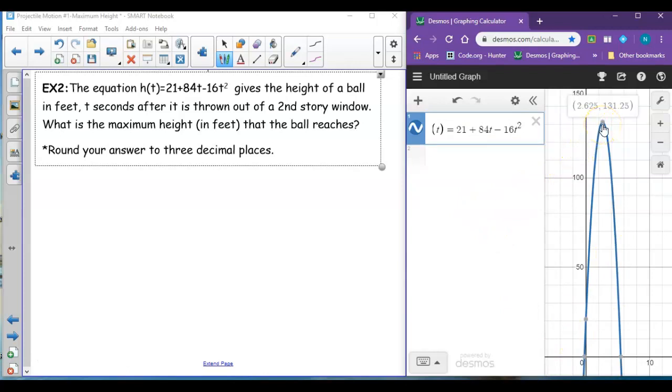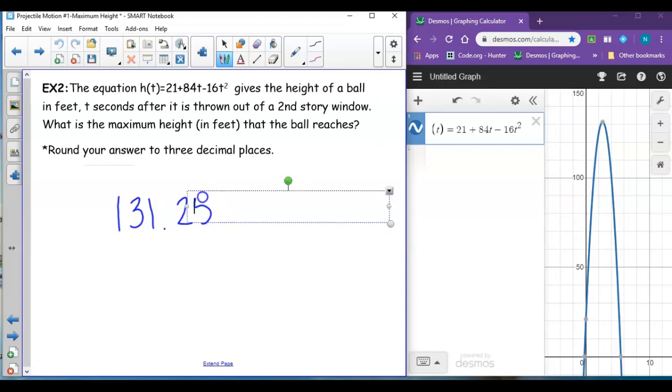And you can see here, whenever I type that in, I can see that I have a maximum height of 131.25 feet. And somebody's throwing something really hard. It's probably not a very realistic problem right there. You see our answer's fairly close to our other problem.